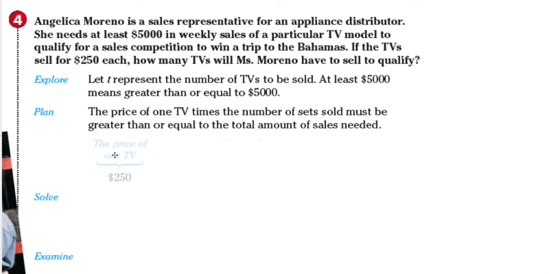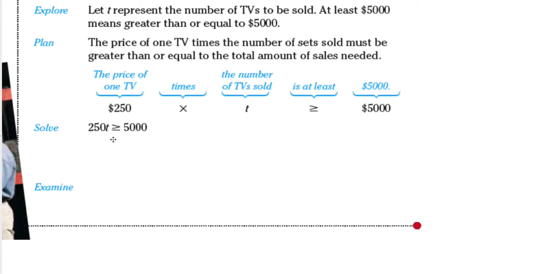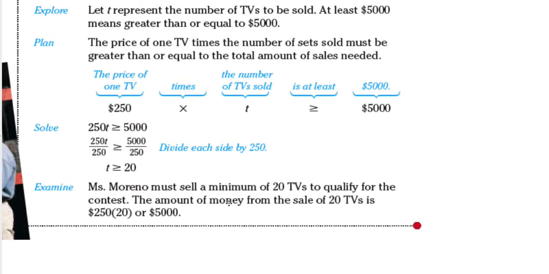The price of one TV is $250, multiplied by the number of TVs sold, which is represented by the variable T, will be at least $5,000. So solving that inequality, we want to solve for T. That means we divide both sides by 250, and we end up with T is greater than or equal to 20. So this means that Miss Moreno must sell a minimum of 20 TVs to qualify for the contest. To check this answer, the amount of money from the sale of 20 TVs would be 250 times 20, or $5,000.